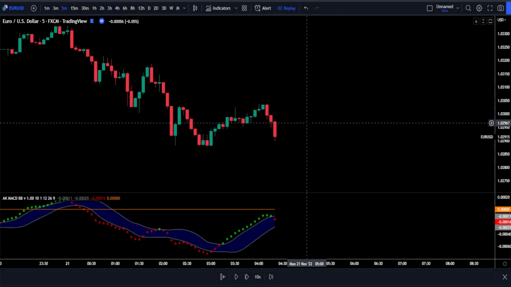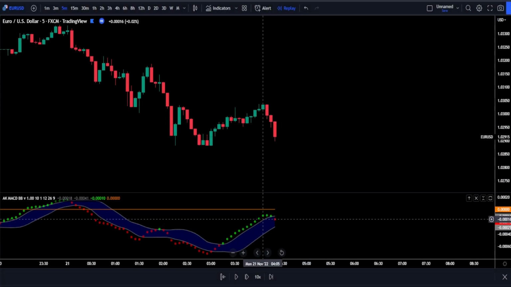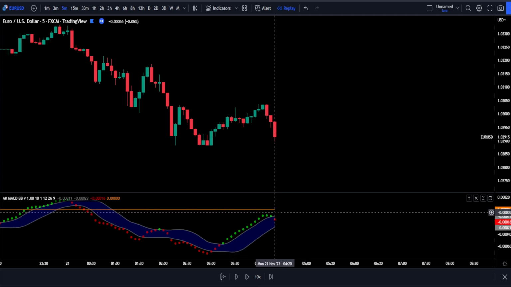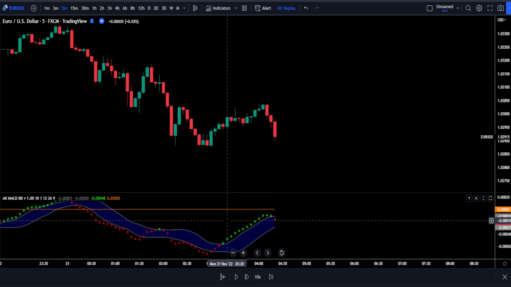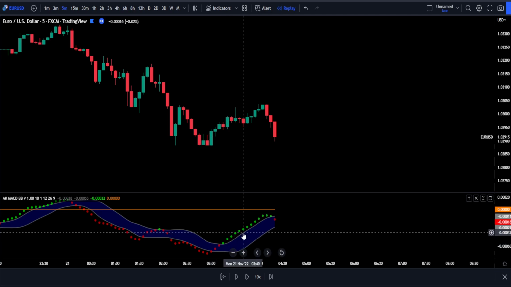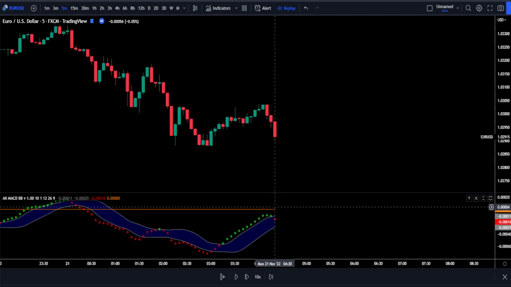Here is an example for a short position. We see that the dots are currently positioned below our zero level. This shows us that we are currently in a downtrend. We see that the dots managed to switch from green to red while positioned below our zero level, so this means that we can enter into a sell position.